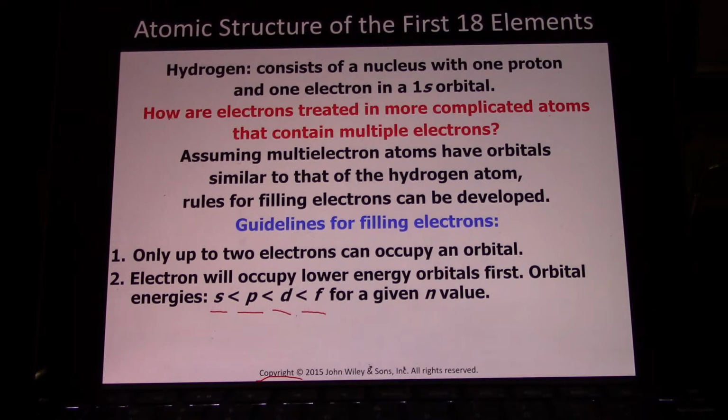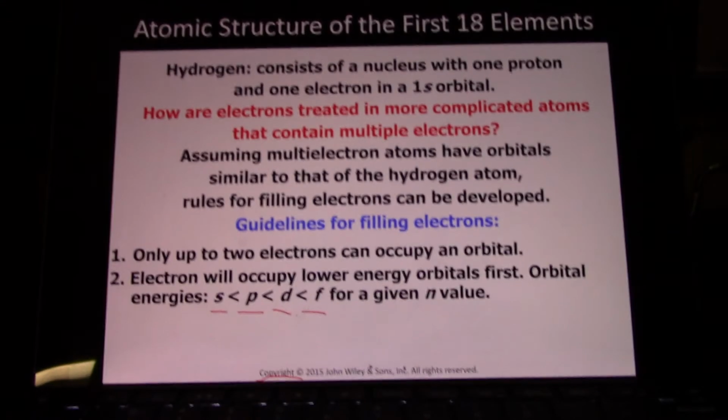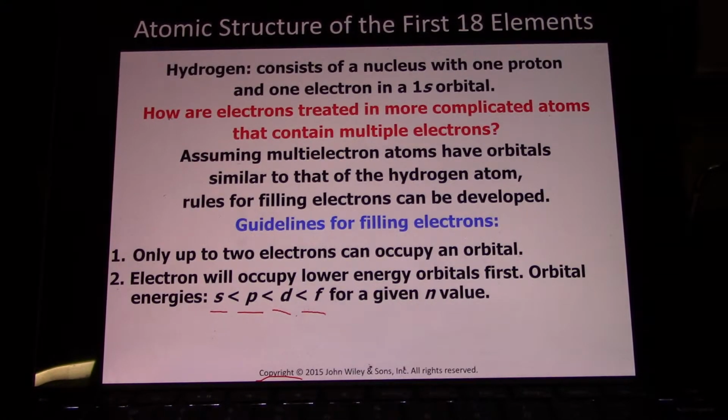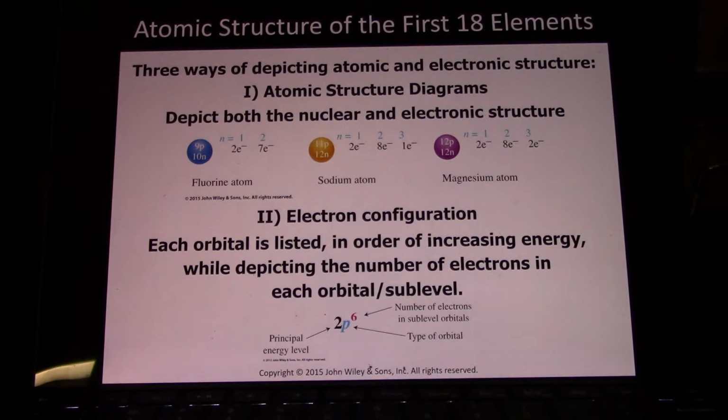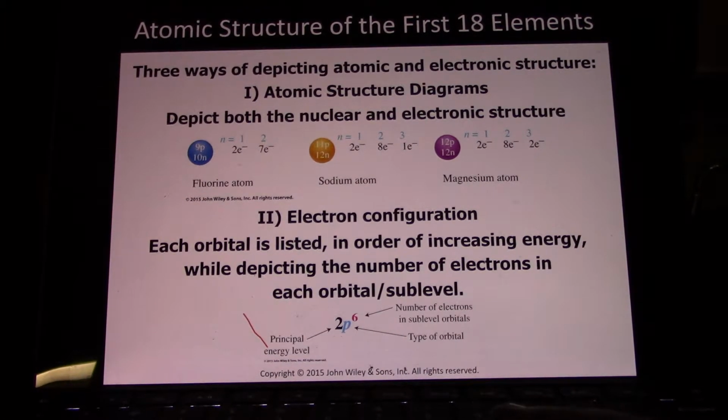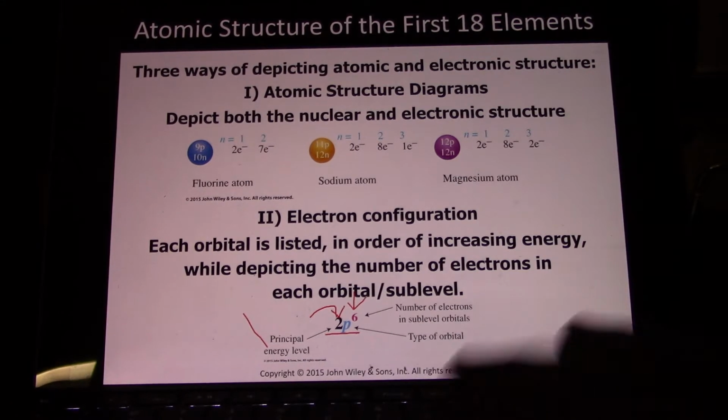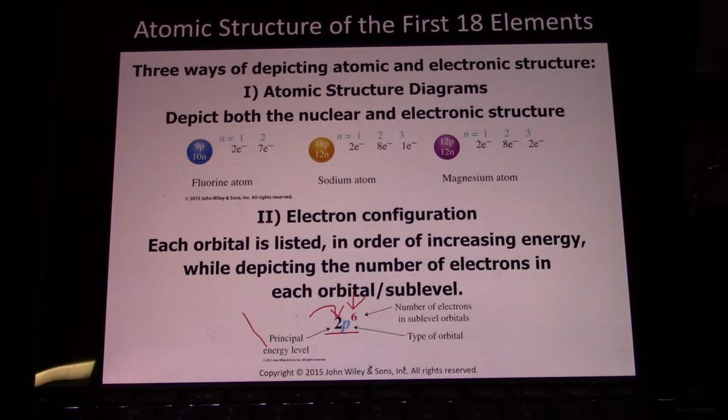So in this class we fill up S's, P's, D's, and F's. In more advanced classes, when you get more into the D's and F's, there's a lot of exceptions and nuances there. For this class, we're not going to worry about that. So, our nomenclature. The big number tells you what energy level the electrons are in. The letter tells you what sublevel, S, P, D, or F. And the superscript tells you how many electrons are in that sublevel of that energy level.